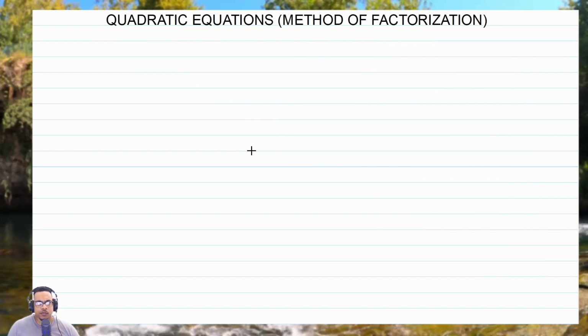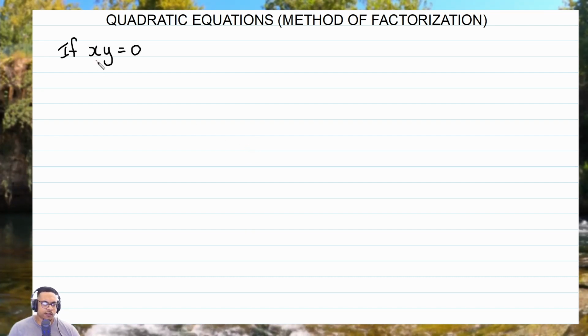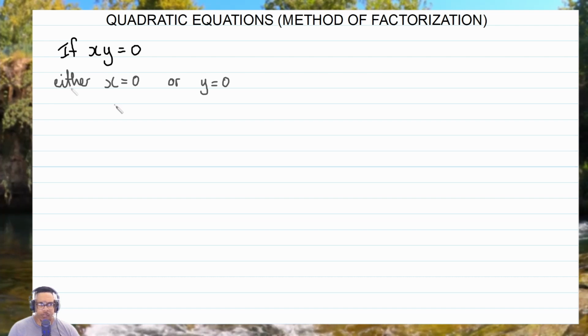Before we look at solving quadratic equations using the method of factorization, we want to look at this concept. If we have x times y is equal to 0, we know that anytime you multiply any number by 0, the answer is 0. So that would mean either x is equal to 0 or y is equal to 0.